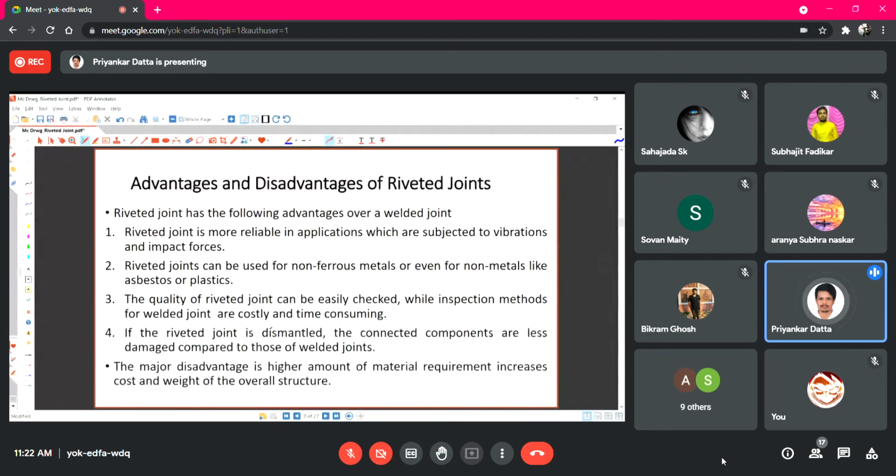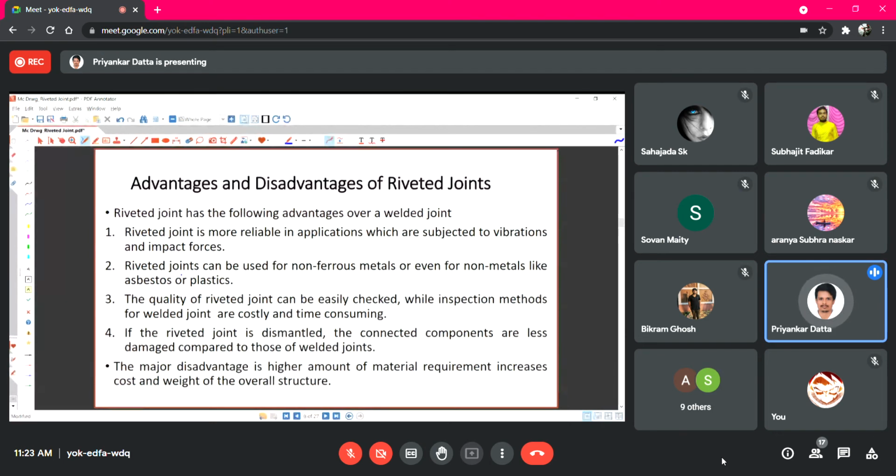Now, as I was saying, some advantages and disadvantages are there. Mostly, these comparisons are based on or compared with the welded joint and threaded joints. You can see it is listed here.